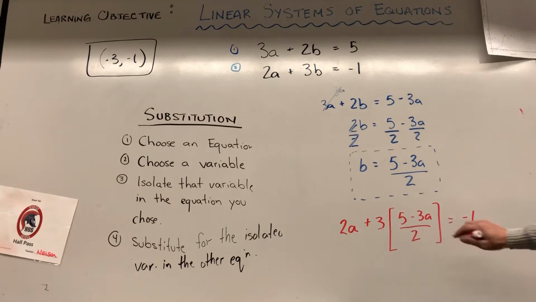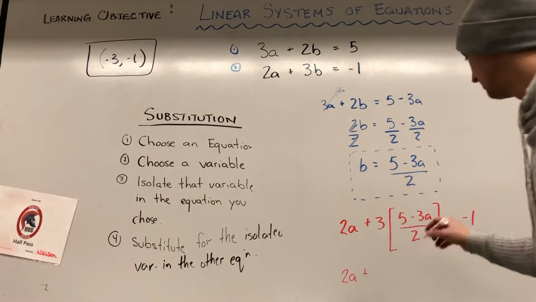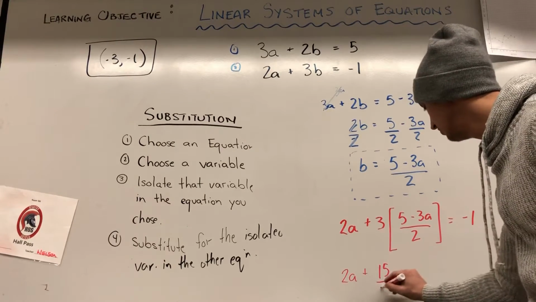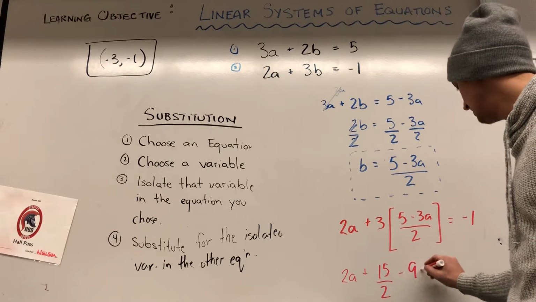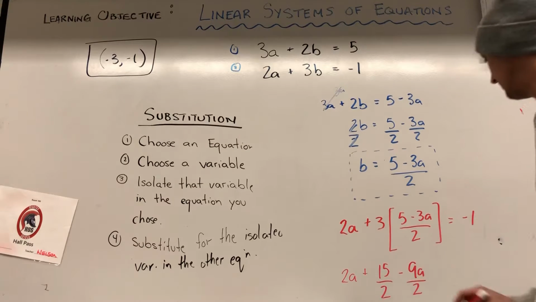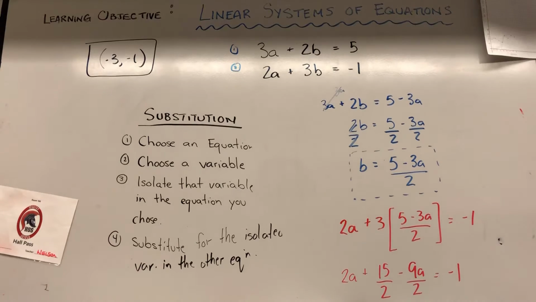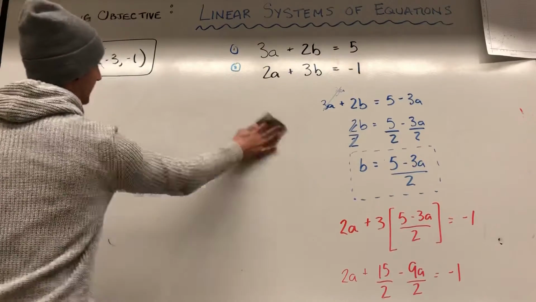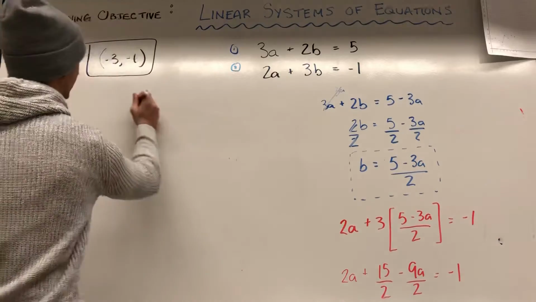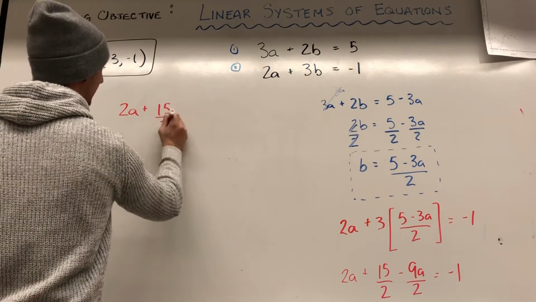Now I'm going to expand this. So I have 2a plus 3 times 5 is 15 divided by 2, minus 3 times 3 is minus 9a divided by 2, is equal to negative 1. Okay, I'm going to erase this now because we're not going to do another one. So now I'm going to show you where we go with this one, because now we're getting into some algebra, where we have to actually kind of know what we're doing. Okay?